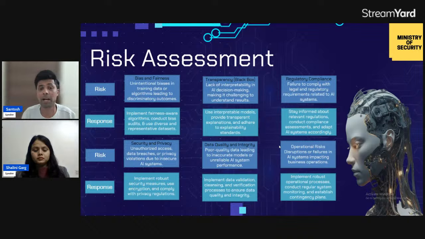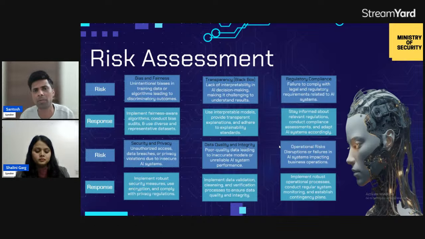If the artificial intelligence management system is not considering any aspects of security and privacy, then that might lead to leakage of sensitive personal information or sensitive data, which is a very potential harm to an organization.